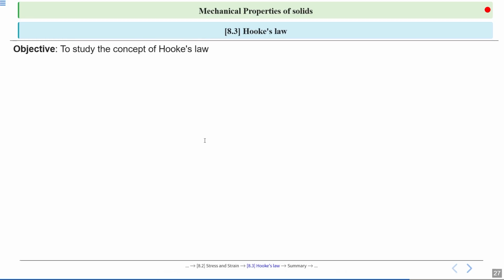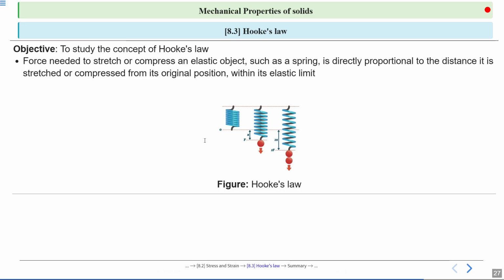Now, we are going to explore the concept of Hooke's law. So let's discuss Hooke's law in detail. If we talk about the definition, the force required to stretch or compress an elastic object is directly proportional to the distance it is stretched or compressed from its original position, as long as it stays within its elastic limit. This means that if you double the distance, the force needed also doubles.